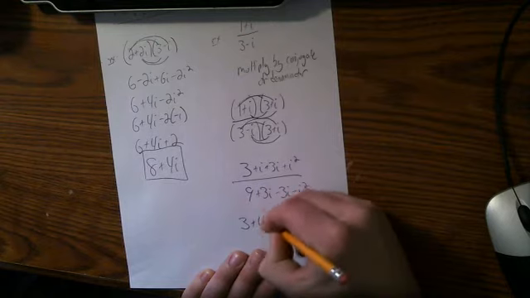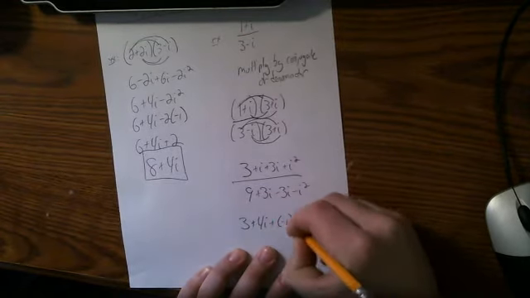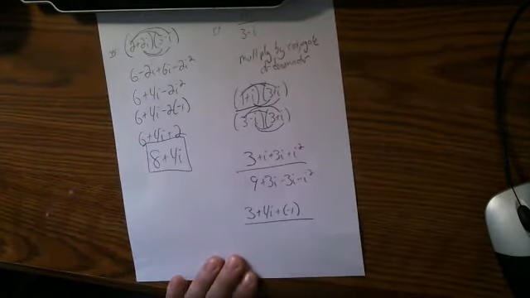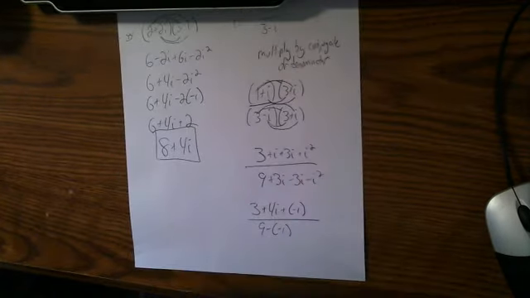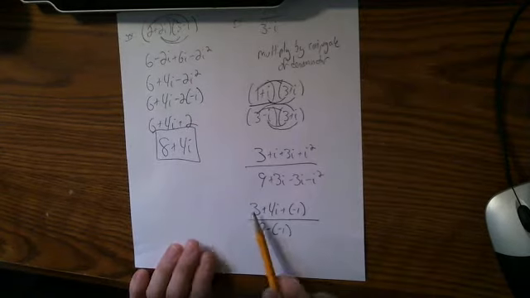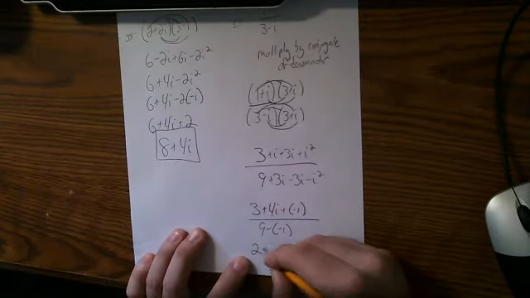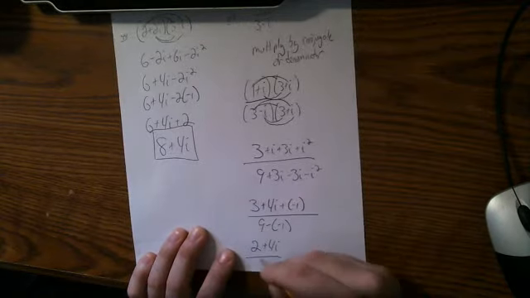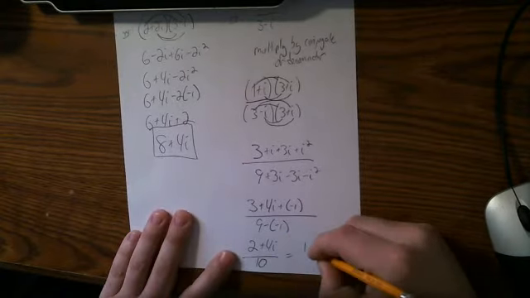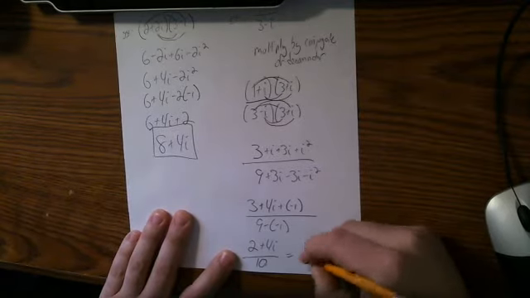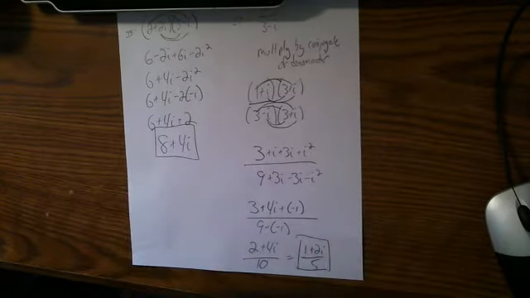3 plus 4i plus negative 1 over, well, the outer and inner cancel, 9 minus negative 1. Let's clean this up. 3 minus 1 is 2, plus 4i, over 10. Negative, negative, positive. The only thing we can do here, we can divide each term by 2. So this is 1 plus 2i over 5.